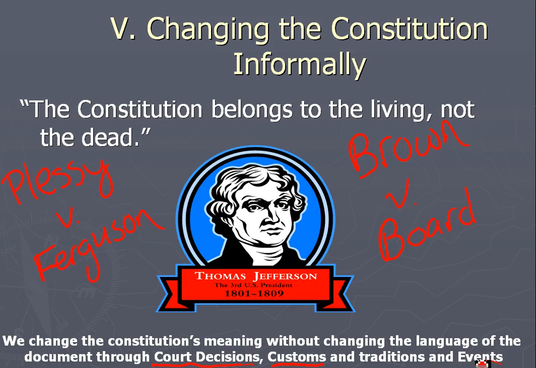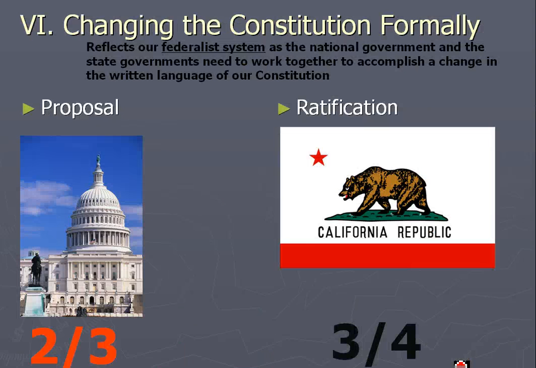And lastly, we'll talk about events. And things like presidents using their war powers to expand. FDR in World War II, great expanses of presidential power. So these are some of the things that happen in our society that end up making our government and our Constitution different. Now, in addition, you have a very formal way of amending the Constitution, and it's a federalist process.